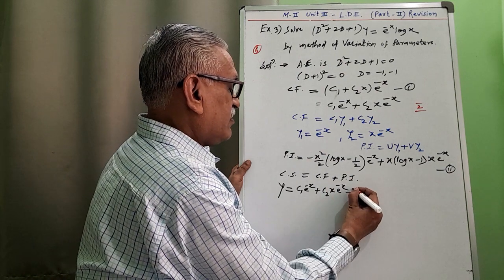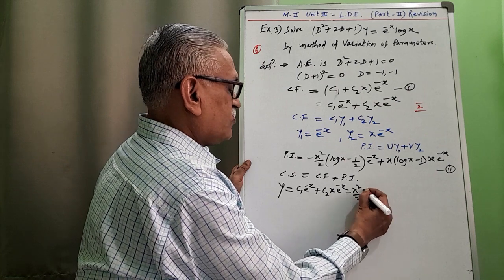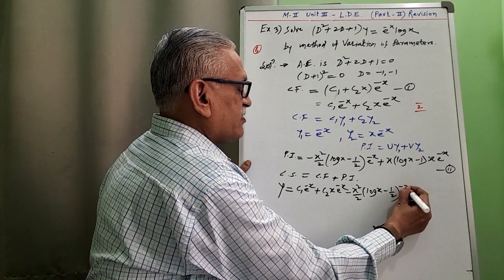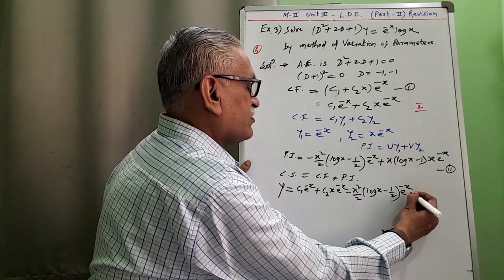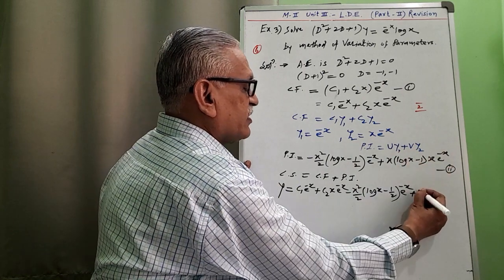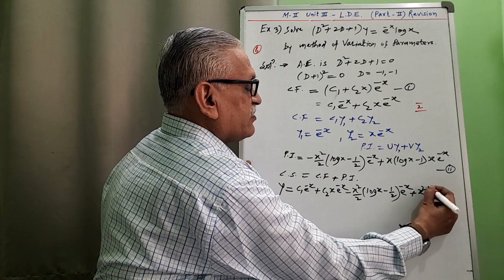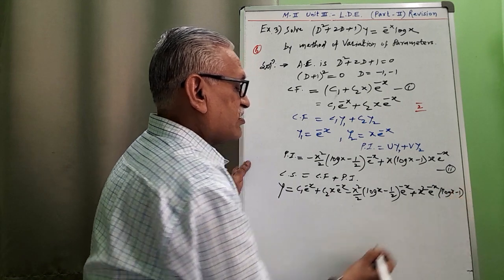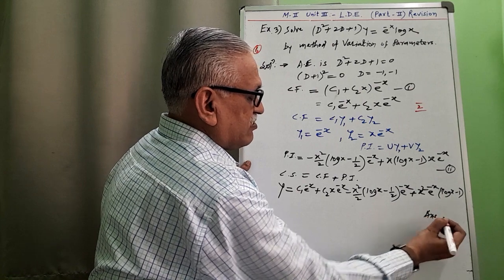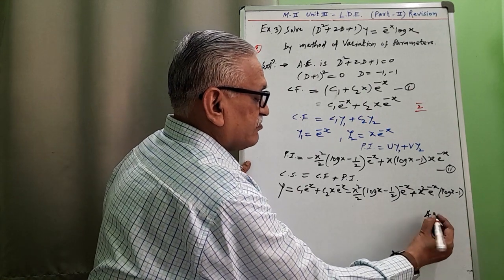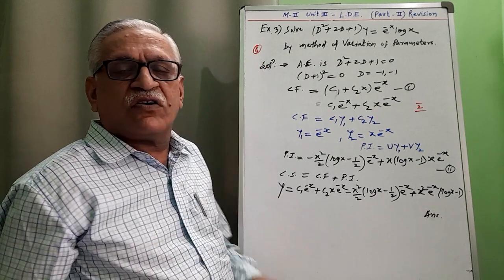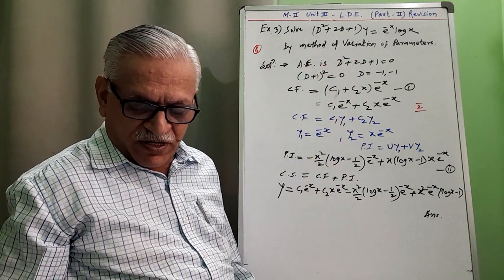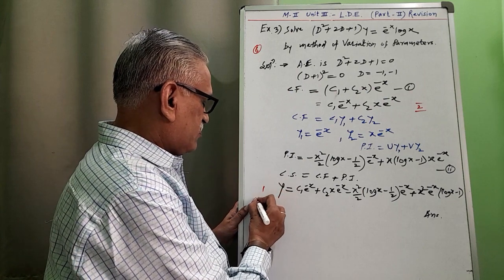minus x square by 2 log x minus 1 by 2 e raised to minus x, and plus x into x, we get x square e raised to minus x multiplied by log x minus 1, as the required answer, or required solution of that given differential equation by method of variation of parameter. And for this last step, 1 mark, total 6 marks.